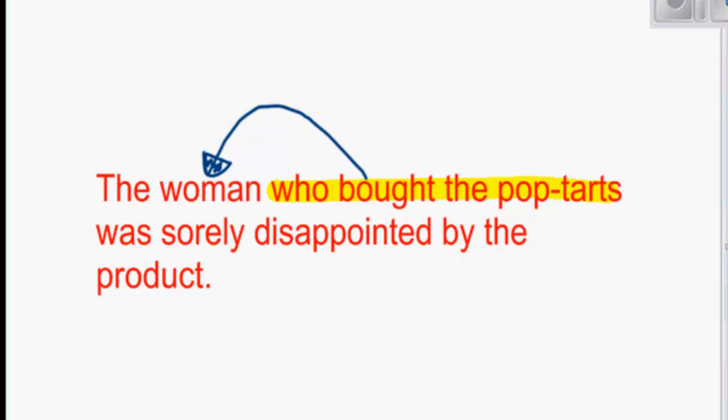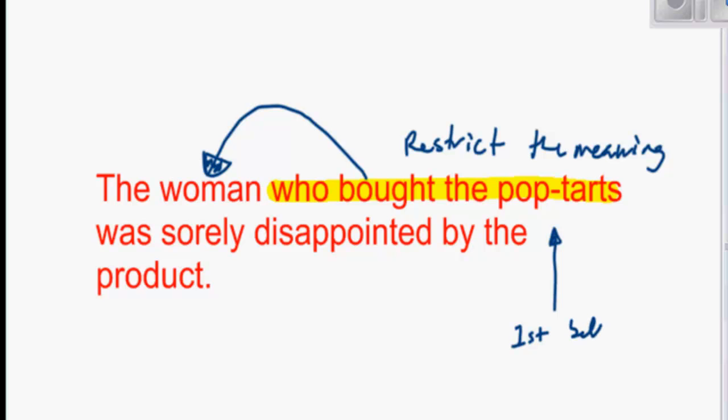Since the woman was not specific, if I was to say, point to the woman, right? If there's several women in the room, you would point to any of them. In fact, if I said just generally point to the woman, you could point to 52% of America, right? A woman, right? So who bought the Pop-Tarts really does restrict the meaning. This is like a first belt on the clown.